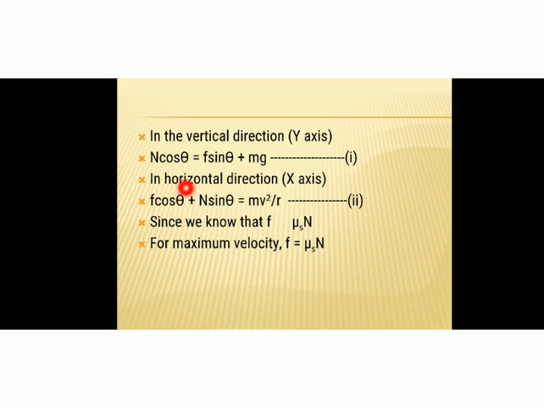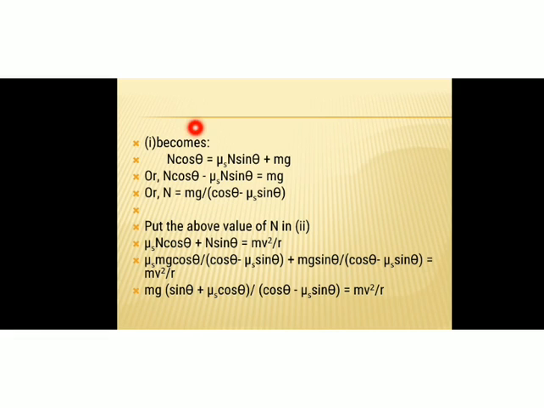Next is to substitute f equal to mu s into N in equations 1 and 2. So equation 1 becomes N cos theta equal to, instead of f, substitute mu s into N, so mu s into N sin theta plus mg. When you rearrange this, bringing mu s N sin theta to the left-hand side, you will get N cos theta minus mu s N sin theta equal to mg.